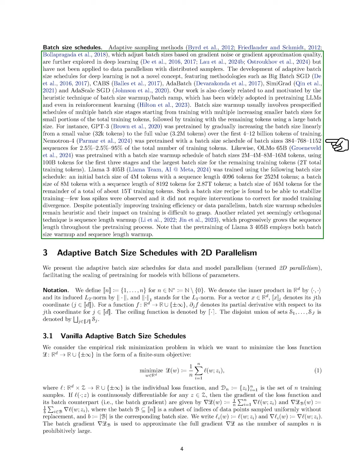Adaptive sampling methods, which modify batch sizes based on gradient noise or approximation quality, have been explored in deep learning but not in the context of data parallelism with distributed samplers. While adaptive batch size schedules are not new, our work is inspired by the heuristic approach of batch size warm-up, commonly used in pre-training large language models and reinforcement learning. This method typically involves starting with smaller batch sizes and gradually increasing them during training.